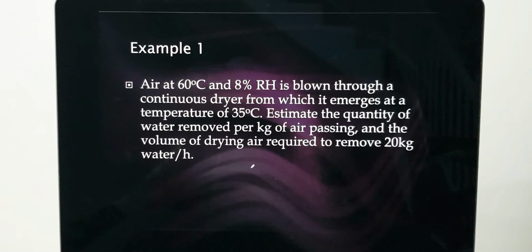Alright, so the first one, air at 60 degrees Celsius and 8% RH, this one, 60 degrees Celsius, is considered as the dry bulb temperature of the air.